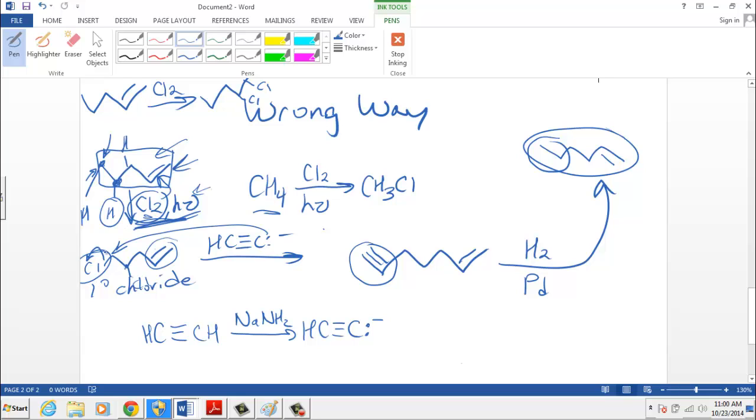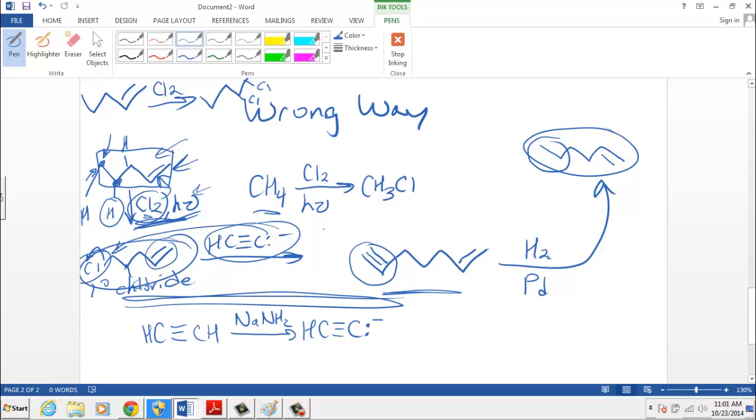Okay, and then let's see, if you had this molecule here, it would react with the anion of acetylene and make this product, so that's not bad. So this reaction alone right here is good. But this is a problem, right? How does hydrogen know to only attack the triple bond and leave the double bond alone? It doesn't. It's going to react with all of them.